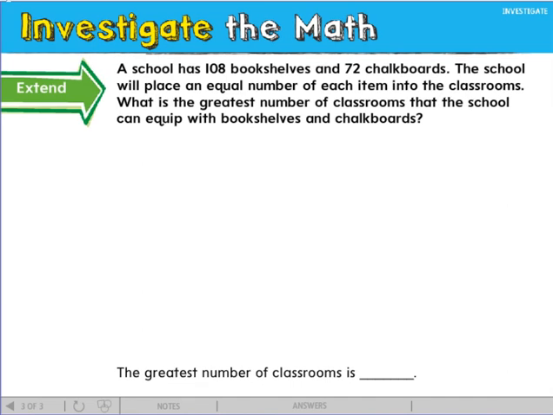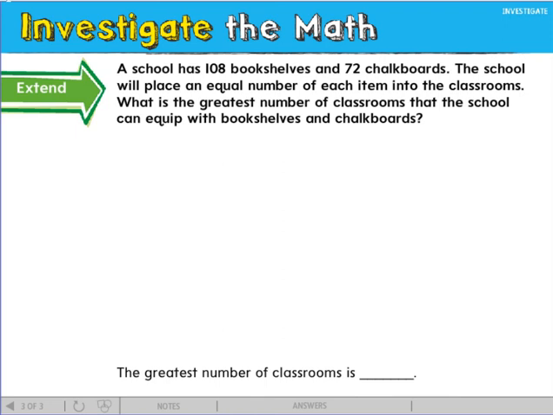So, in this question it says the school has 108 bookshelves and 72 chalkboards. The school will place an equal number of each item into the classroom. What is the greatest number of classrooms that the school can equip with bookshelves and chalkboards? So we need to know what the greatest common factor of these two numbers is, so we know how many classrooms we can put the same number of bookshelves and the same number of chalkboards into each one of the rooms.